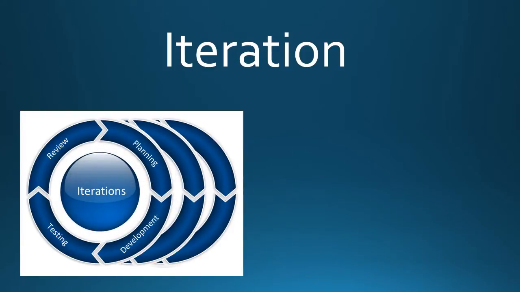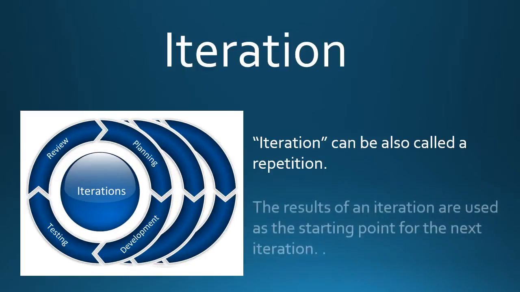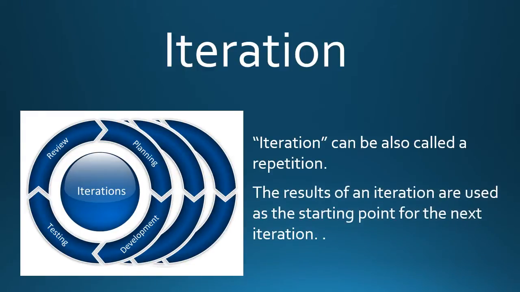This picture shows three processes. They're called iterations because the way the processes are executed are the same. The goals may be different, but in this case, each one of these processes will go through four separate sub-processes: review, planning, development, and testing. So an iteration can also be called a repetition. And the results of the iteration are used as a starting point for the next iteration. And that's an important thing.